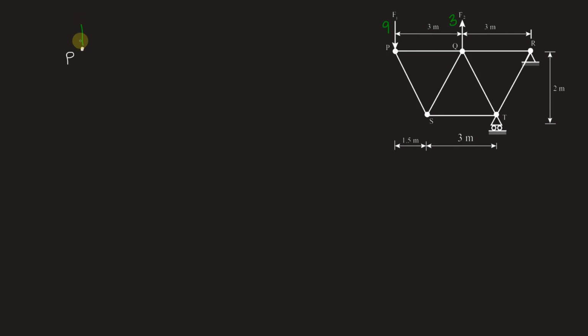Forces on this joint are the 9 kN external force and the force in member PQ. Let's assume the forces to be away from the joint first. This is force in PQ, FPQ, and force in PS, FPS. Now our aim is to find only the force in PS because we don't require PQ. We are then going to choose joint S.